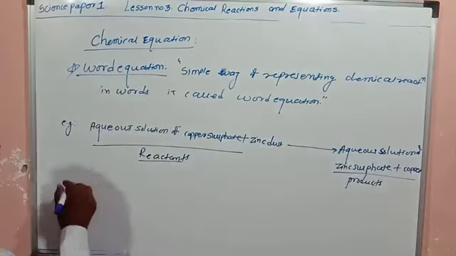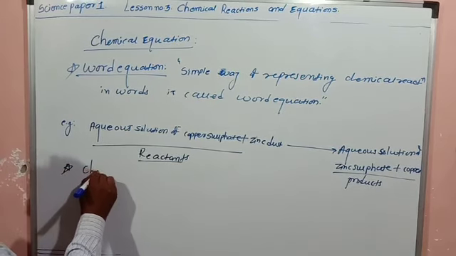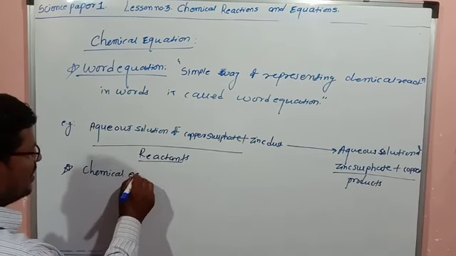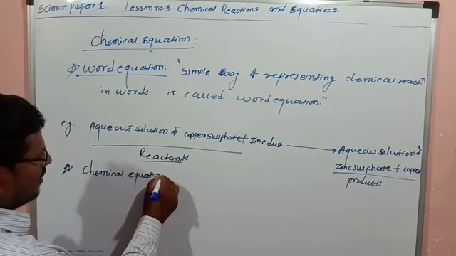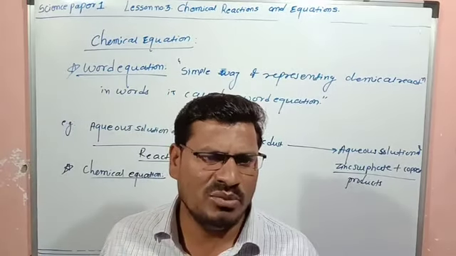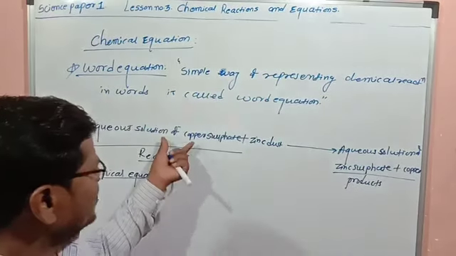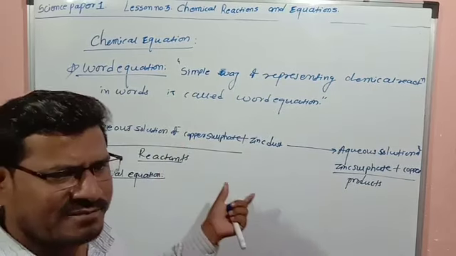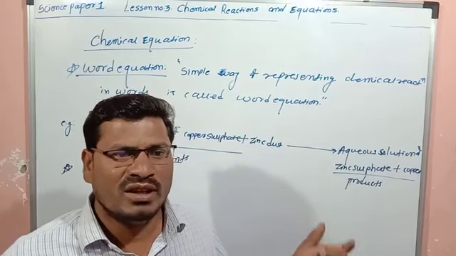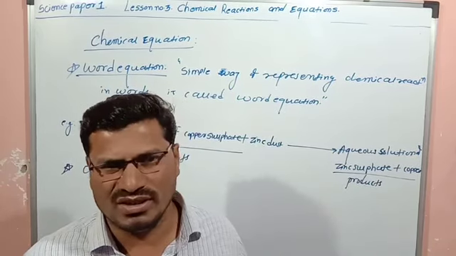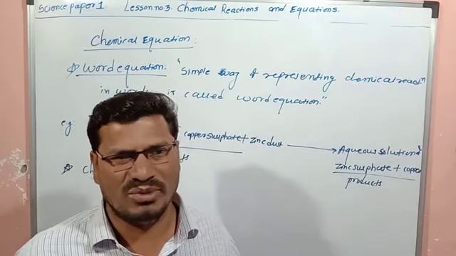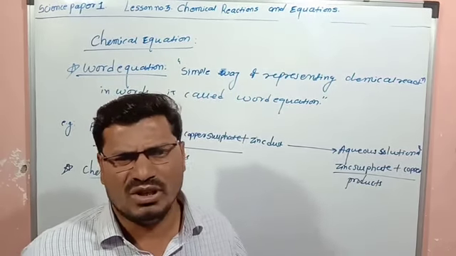So the next thing is the chemical equation. What is meant by chemical equation, that we are going to learn. The earlier one is the word equation. If you are writing the chemical reaction by using chemical formulae and symbols, in short form, it is called a chemical equation.